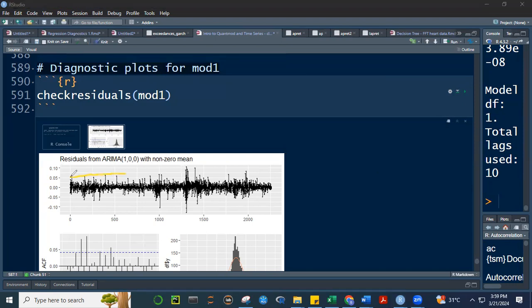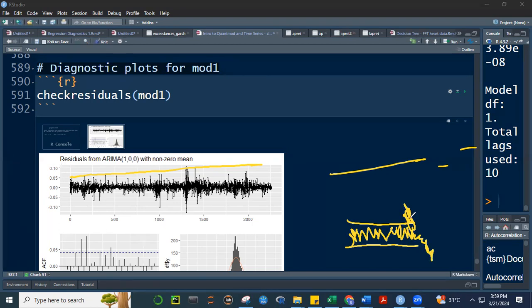dapat walang lumalabas, class. Dapat ganito yung residuals natin, class. Walang nag-volatility clustering sa taas, sa baba, sa taas, sa baba. Okay, this indicates, class, volatility clustering, which means that the ARIMA model was not able to capture this.